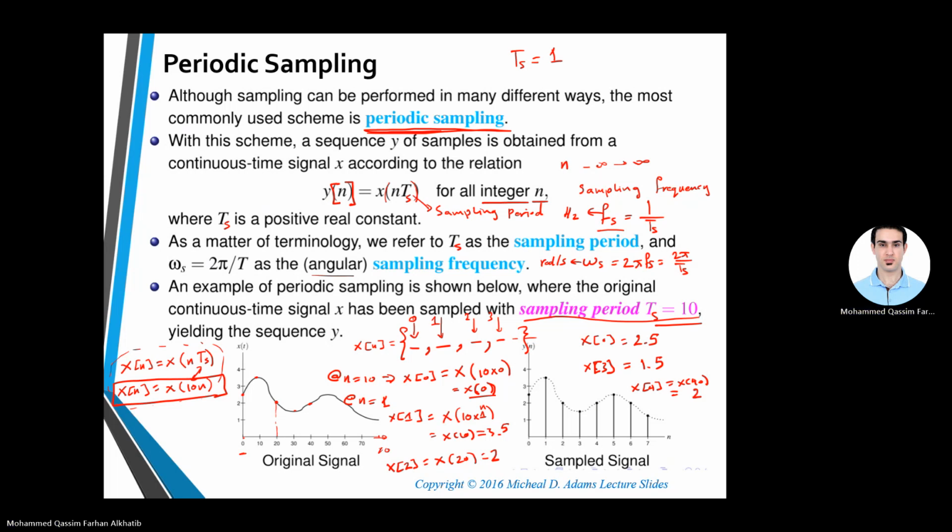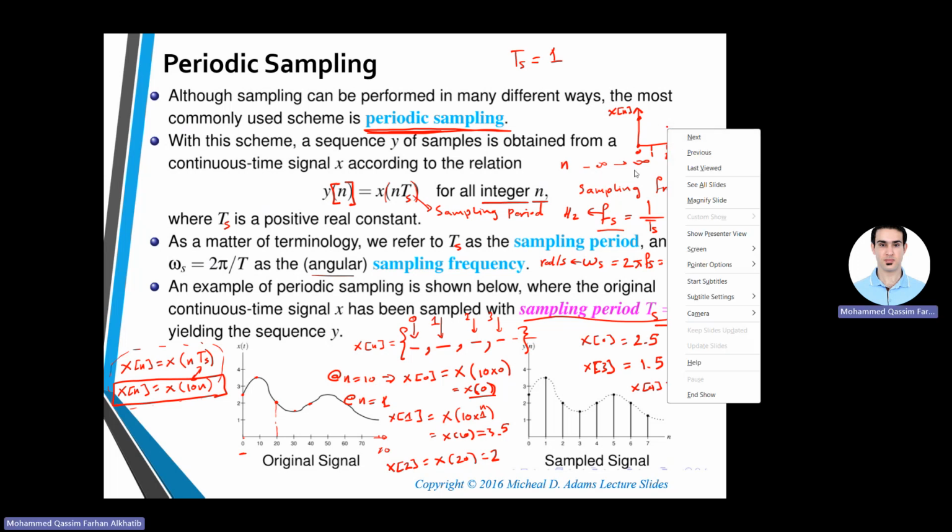How do we plot them? My axis is no longer time; it's the index n. So I'll draw my x-axis like this, and here's the value x of n. One important thing: my values of n are integers, 0, 1, 2, 3, 4. X of 0, we found, is 2.5, somewhere like here. X of 1, which is x of 10, was almost 3 something. X of 2 is 2. X of 3 is a little bit less.